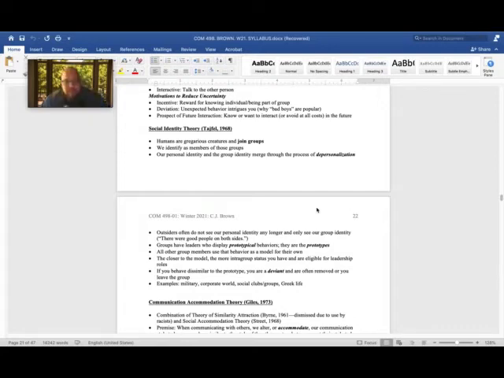Groups have leaders, and those leaders display what's called prototypical behavior. Prototypical behavior is the ideal behavior for that particular group.